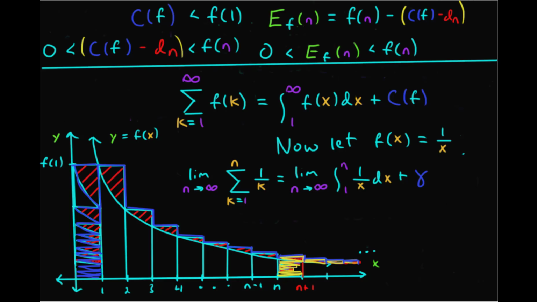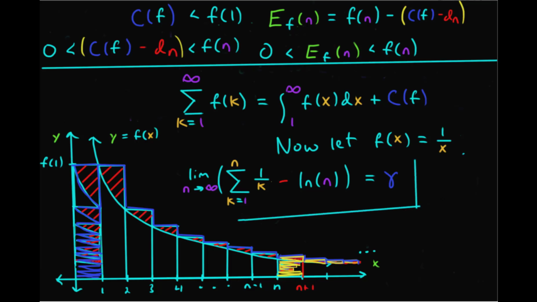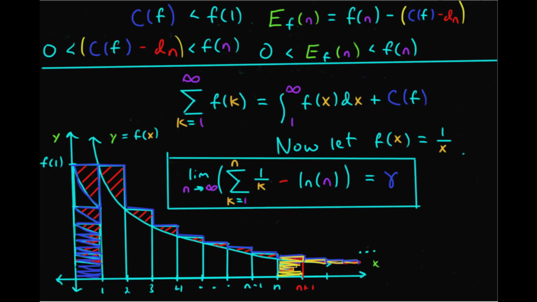But now the integral of 1 over x dx, of course, is just the log of x, so I can rewrite the right-hand side as the limit as n approaches infinity of, now here's our definite integral, open parenthesis, log of n minus log of 1, close parenthesis, plus gamma. And now to conclude the proof, the log of 1, of course, equals 0, so rearranging this equation, we have the limit as n approaches infinity of the sum k equals 1 to n of 1 over k minus the log of n equals gamma, the Euler-Mascheroni constant.